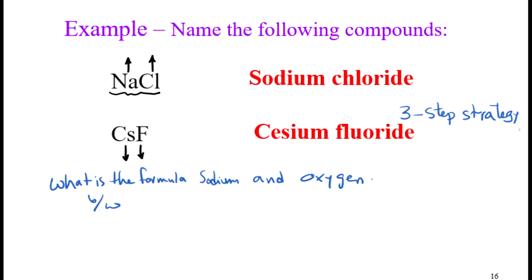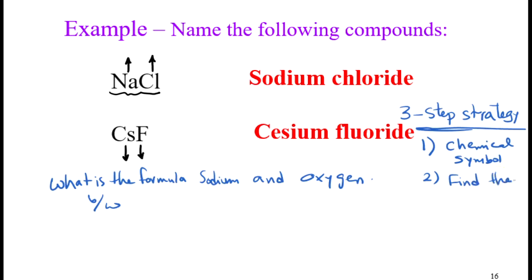It's super easy if you follow it like this. First, write the chemical symbol. The second one, find the charge. And the next one, cross and drop down the numbers. We are going to see what that means. Okay guys, please look here. Three-step strategy to write the formula.